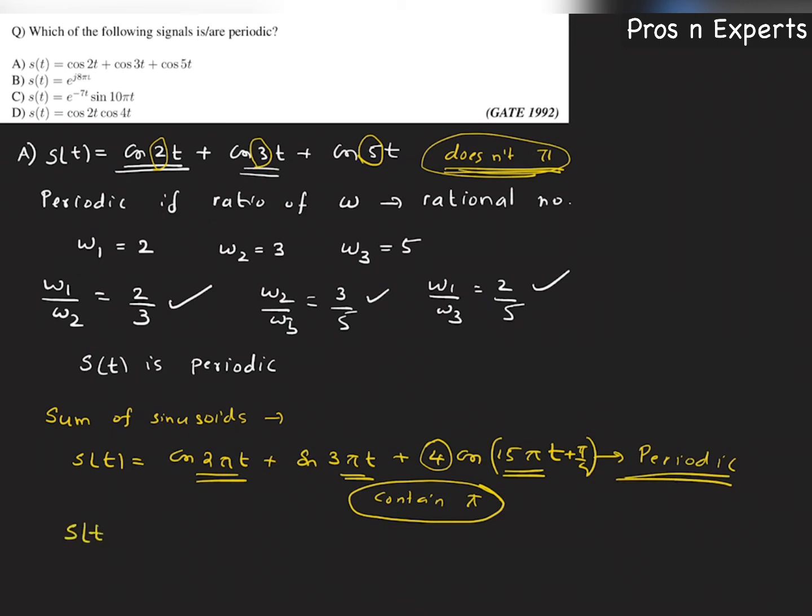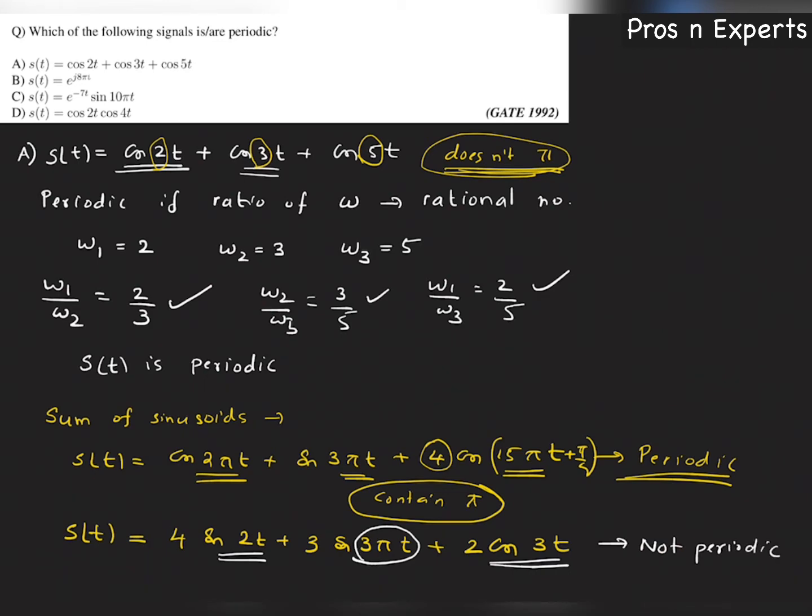But if any of the terms does not contain pi, for example 4 sine 2t plus 3 sine 3 pi t plus 2 cos 3t, in this example this term does not contain pi, this term also does not contain pi, but this term contains pi, so this is not periodic. So this is the tip you have to take care of while dealing with sums of sinusoids. So that was option A.